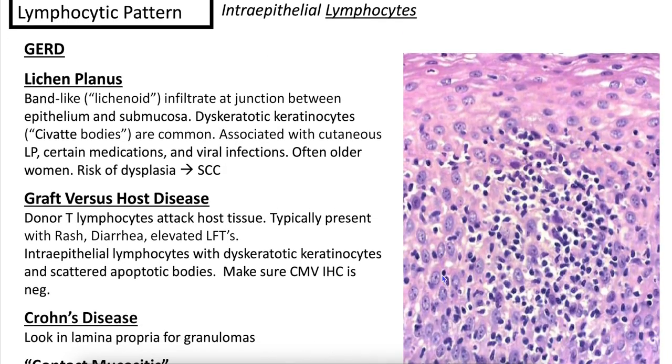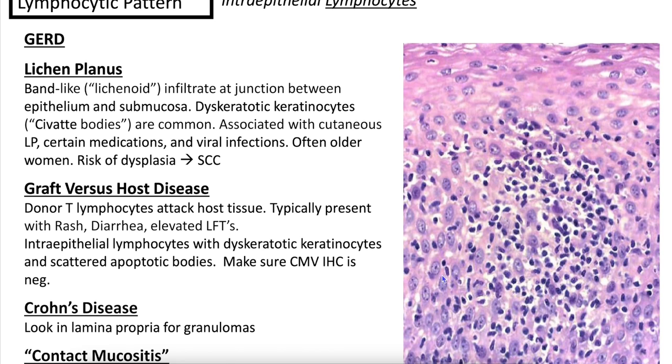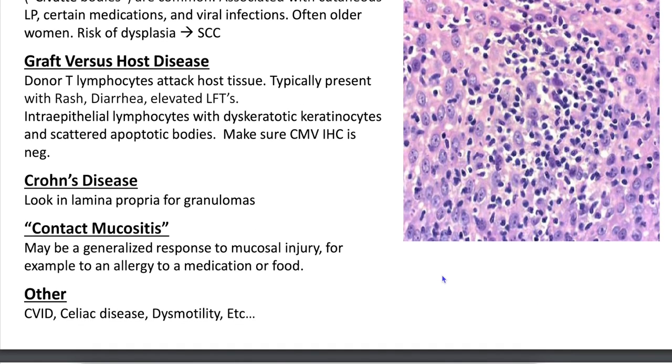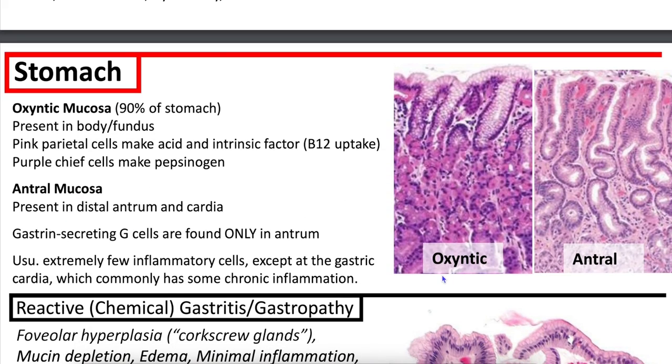Lymphocytic pattern in the esophagus, GERD, lichen planus, graft-versus-host disease, Crohn's disease, contact mucositis, CVID, celiac disease, dysmotility. Stomach, you can get your oxyntic mucosa, which is predominant, 90% of the stomach. You'll have these pink parietal cells and the purple chief cells.